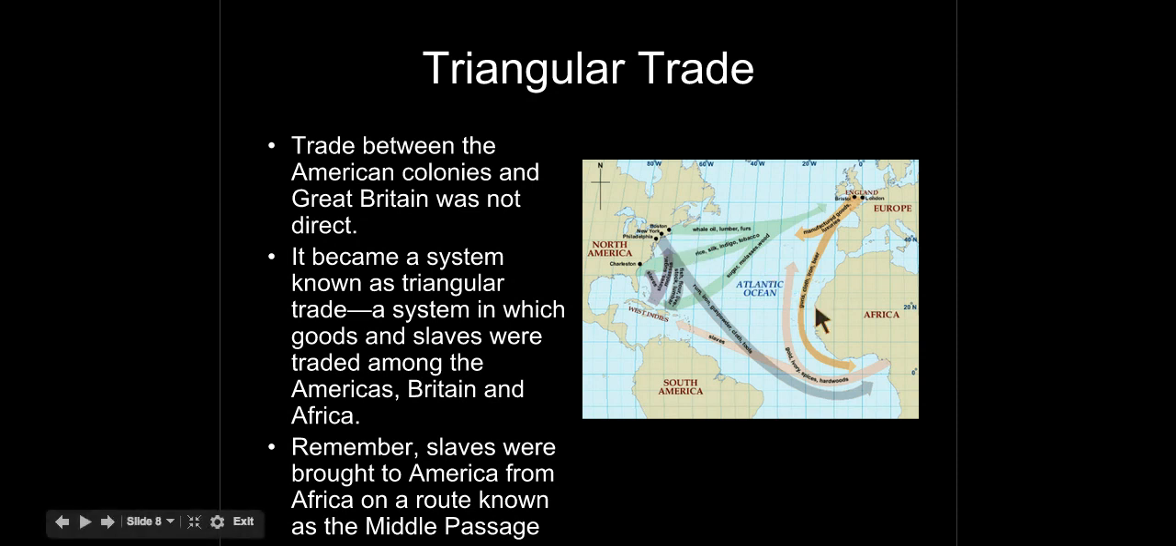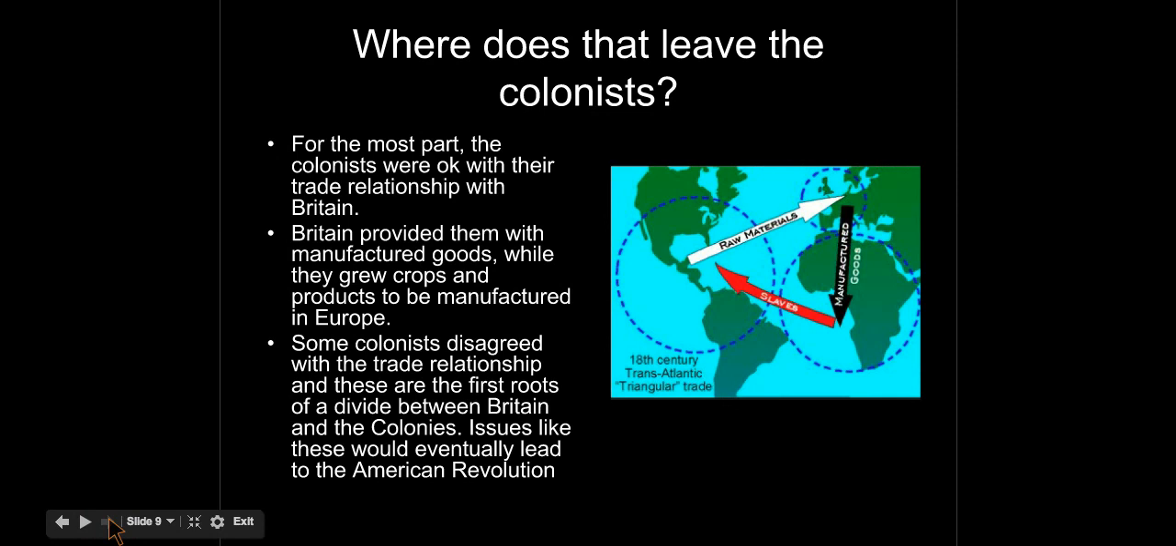So what would basically happen is that slaves would come to North America, grow the crops that would then be sent to Britain. Britain would send back manufactured goods and send manufactured goods to the slave traders in Africa, who would then send more slaves to North America. Now, recall that the slaves were brought to America from Africa on a route known as the Middle Passage.